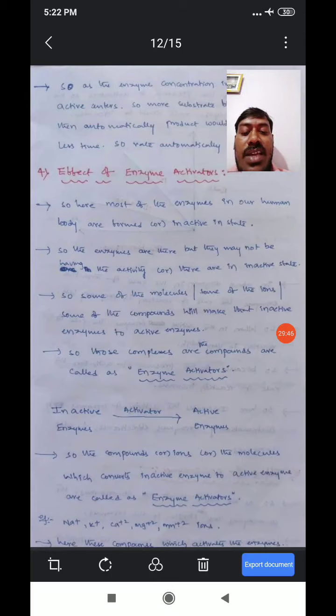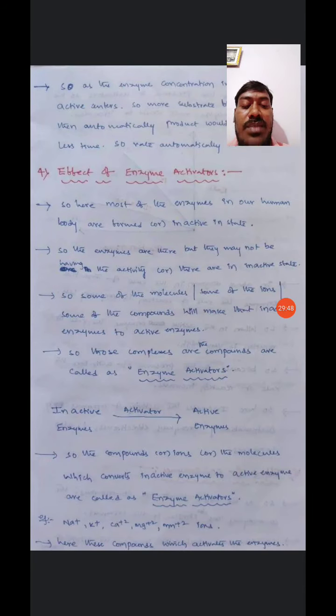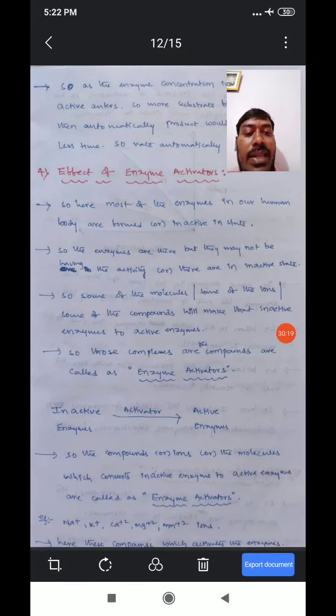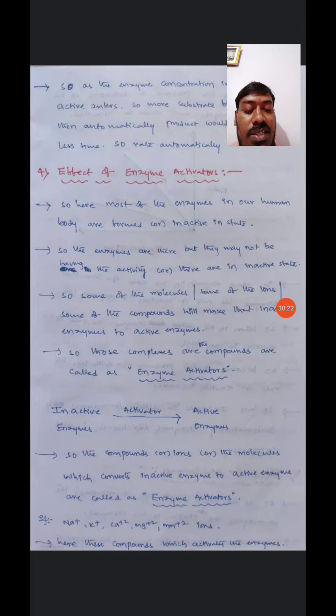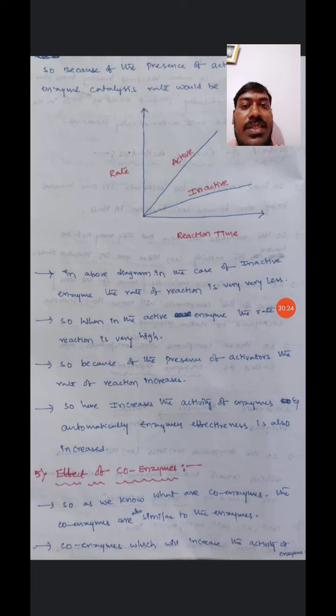So here inactive enzymes are converted to active enzymes in the presence of an activator. The compounds or ions which convert inactive enzymes to active enzymes are called enzyme activators. For example, Na+, K+, Ca2+, Mg2+, Mn2+ ions act as activators. So these are compounds which activate the enzymes.